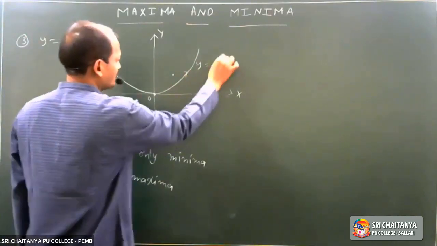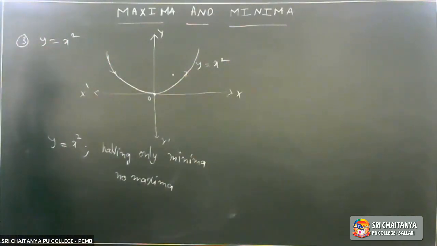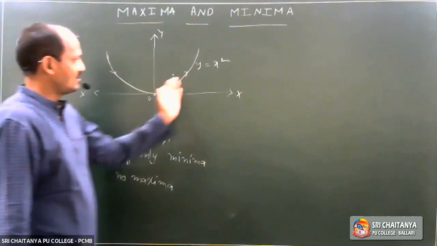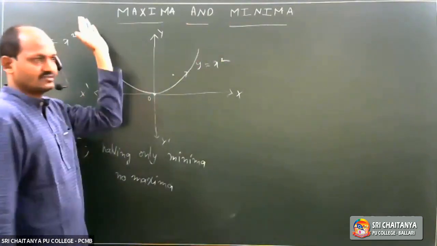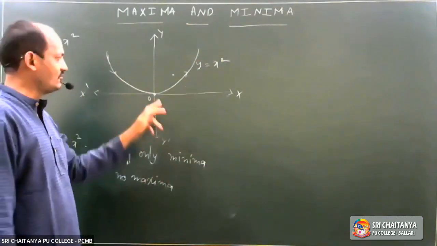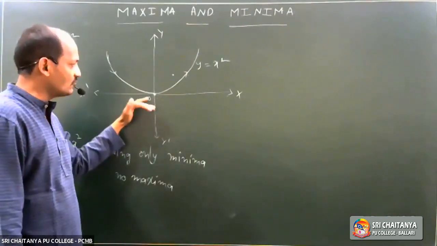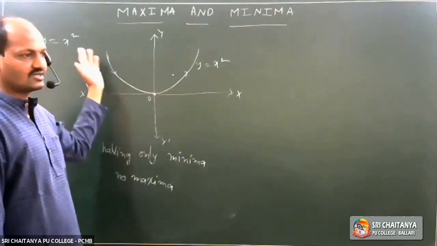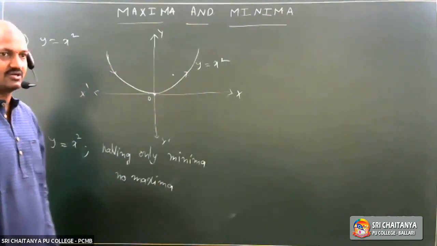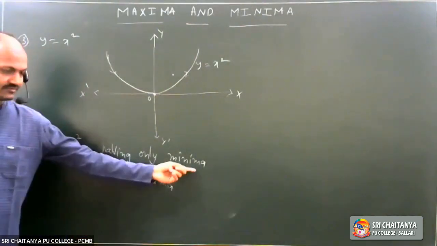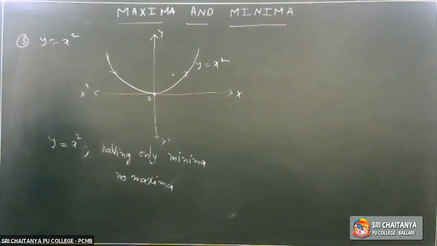Y is equal to x square graph. The curve only increases. There is no decrease. It has only one turning point. At this point, it has only minima. So this curve has no maxima, only minima.